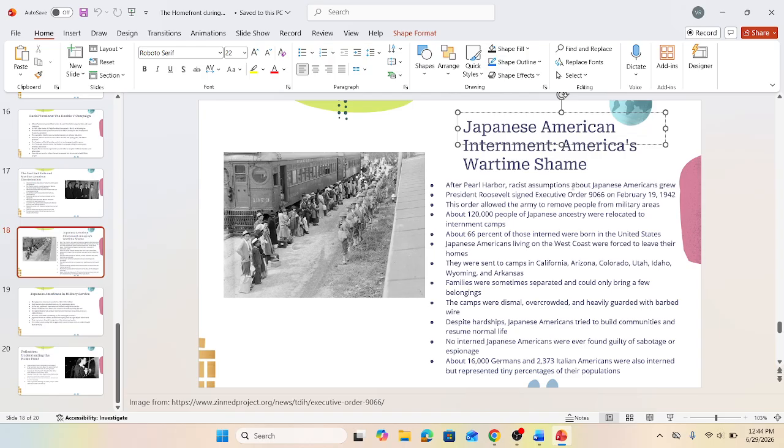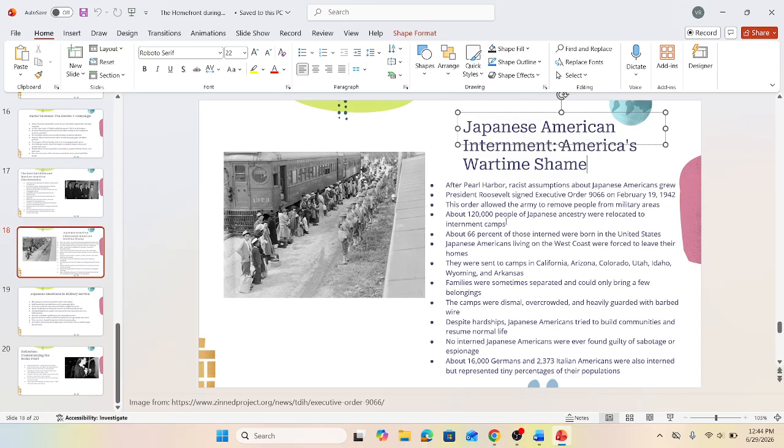And the president actually signed an executive order that allowed the army to remove people from military areas and relocate them to internment camps. And so about 120,000 people who had Japanese ancestry were relocated to internment camps and kept there for the vast majority of the war because they were not trusted because of their racial history, even though 66% of them had been born in the United States. And so this discrimination is one of America's wartime shames because they were sent to various camps.